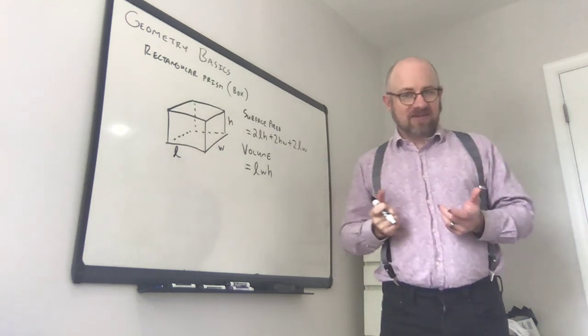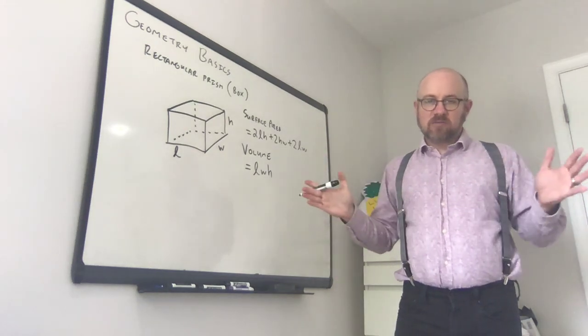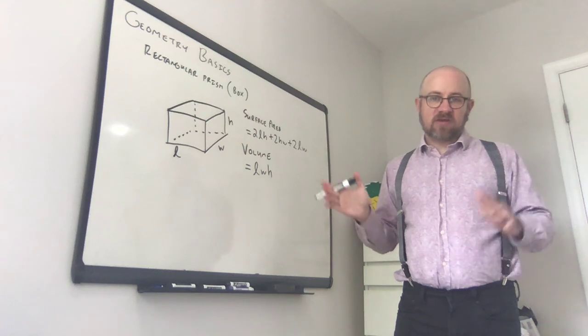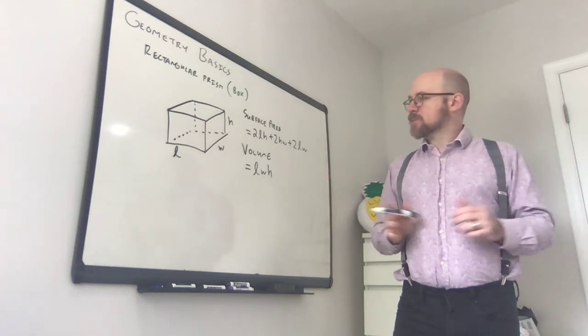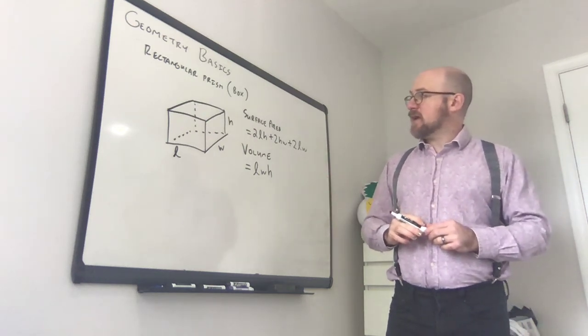And that one you've probably seen many times. So to find the volume, you just multiply the length times the width times the height. Okay? So that's a rectangular prism.